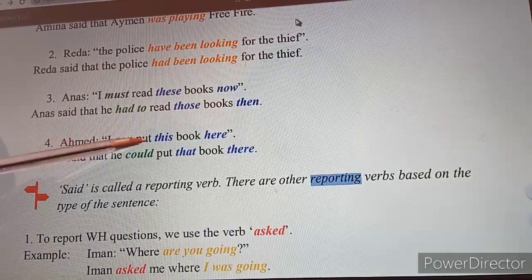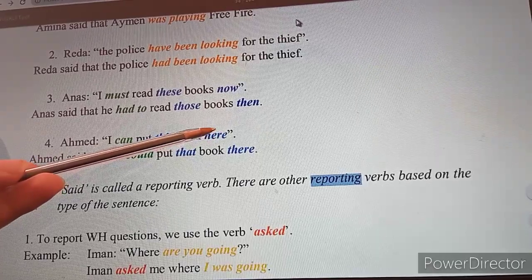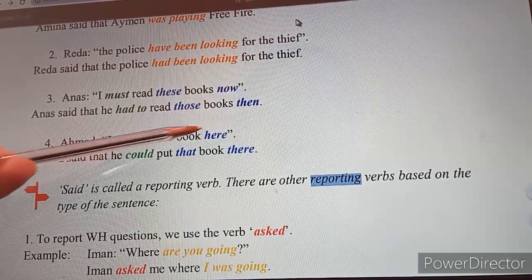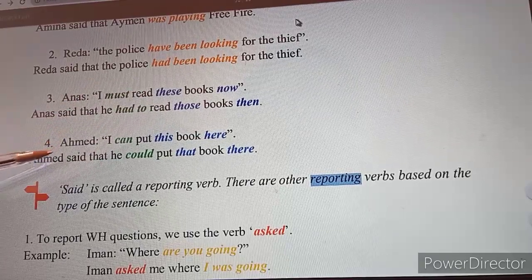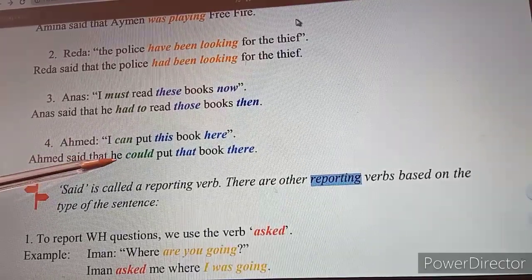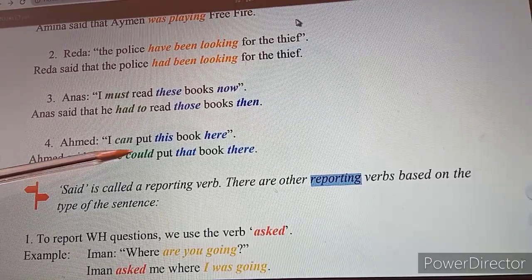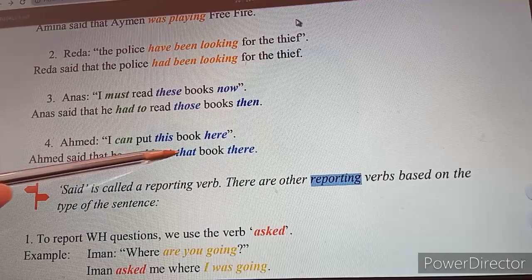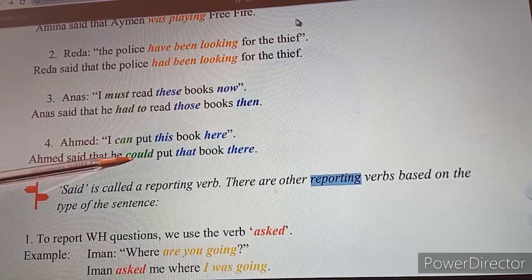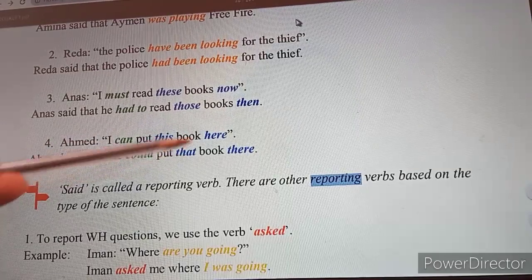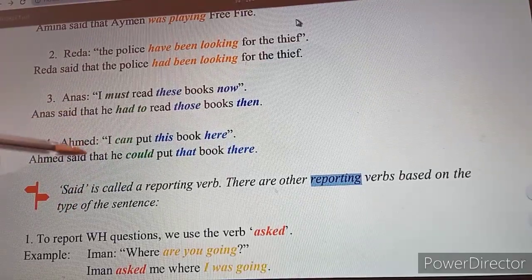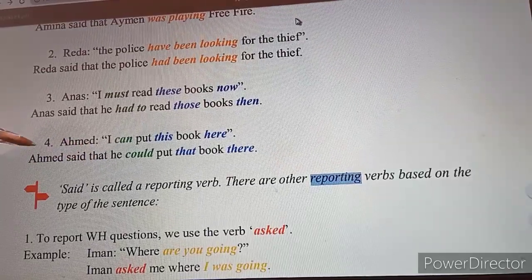Ahmed, I can put this book here. So look, same, we have other colors in can, these, and here. So let's see the change that will happen to this sentence. Let's see the changes that will happen to this sentence. Ahmed said that he could put that book there. So look, can becomes could, this becomes that, here becomes there. Clear? So these are the main changes that happen to these sentences.